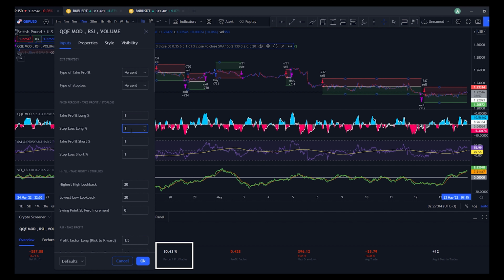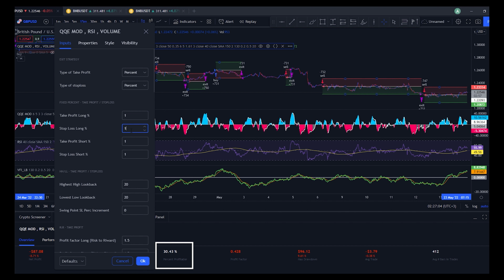And now, in long condition, for a long signal to be valid, we need to have a new blue histogram appeared on our QQE mode, and the RSI purple line is above yellow moving average, and finally the green line of the volume indicator is above the orange line, and both have to be above zero level. And once we have all these conditions fulfilled, we can go ahead and take a long position.